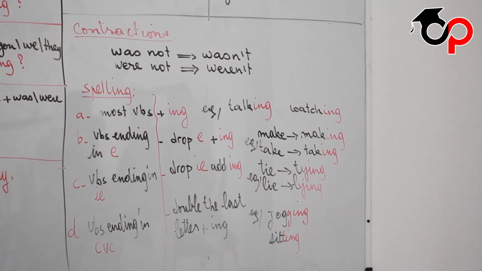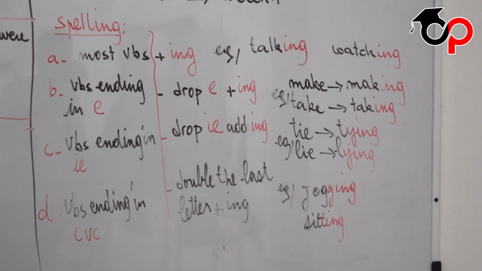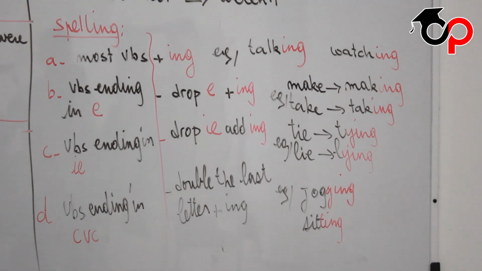As for the spelling, I know that in most verbs, we add ing. Example, to talk becomes talking. To watch becomes watching. But in verbs ending in E, what you have to do is to drop or omit the E and add the ing form. As you see, the verb to make ends in an E, so omit the E and add ing. It becomes making. Same thing for take, taking.